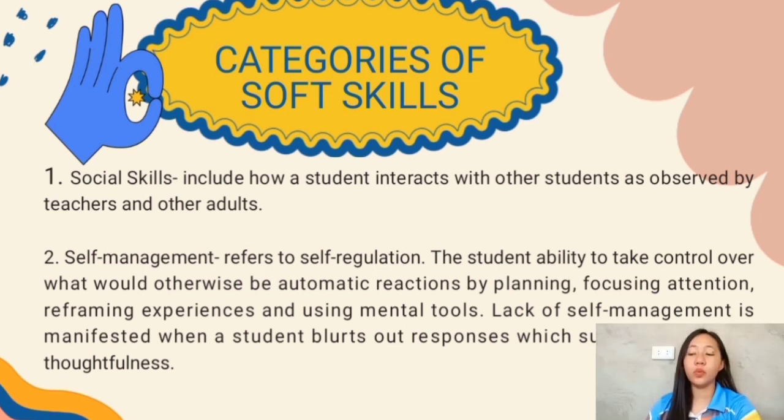The next one we have is self-management, which refers to self-regulation. The student's ability to take control over what would otherwise be automatic reactions by planning, focusing attention, reframing experience, and using mental tools. Lack of self-management is manifested when a student blurts out responses, which suggests a lack of thoughtfulness.